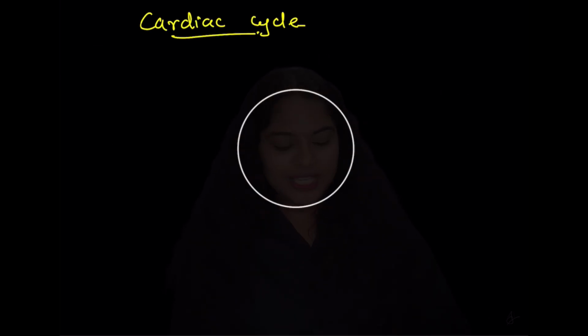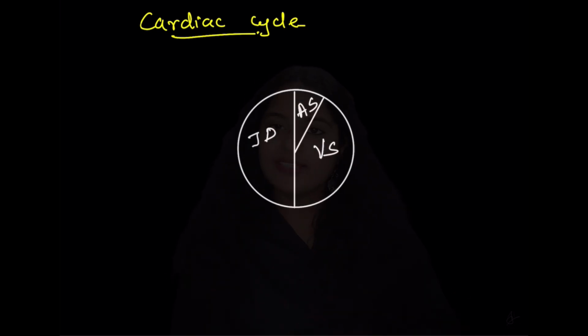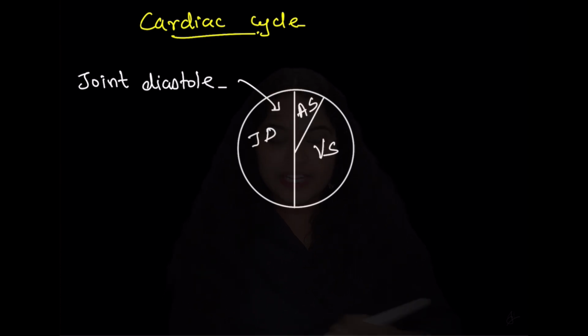Next we move on to the cardiac cycle. The cardiac cycle includes three events: the joint diastole, then the atrial systole, followed by the ventricular systole. So we'll see what joint diastole is. During joint diastole, atrial filling takes place, that is, both the vena cava as well as the pulmonary artery will fill the atrium.